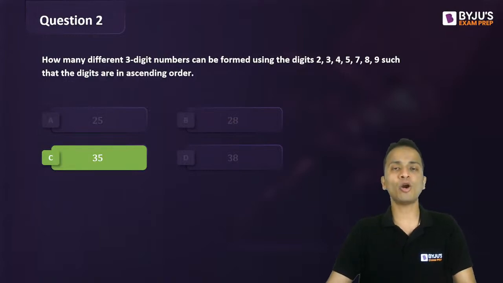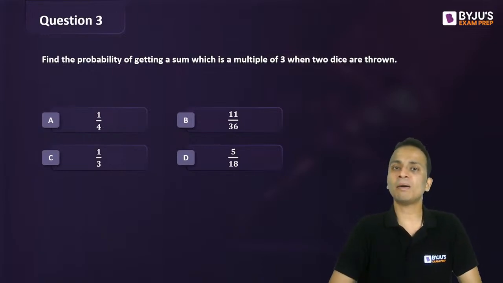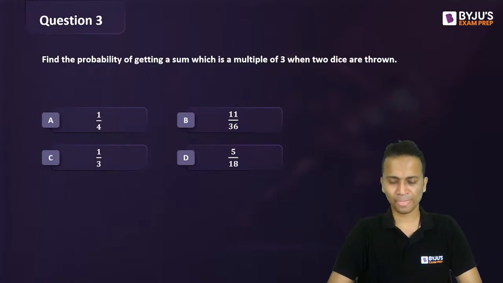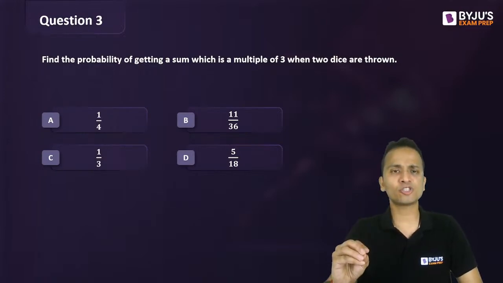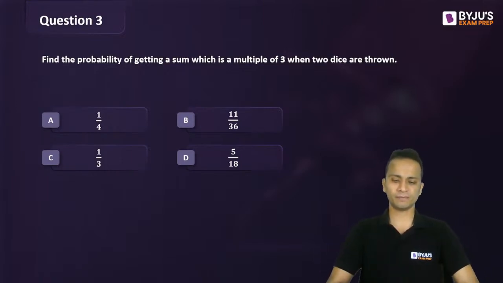Let's move on to the next question, question number 3. Find the probability of getting a sum which is a multiple of 3 when two dice are thrown. Anybody who has read this topic even once in life will not forget how to find the answer. It's a very simple question.